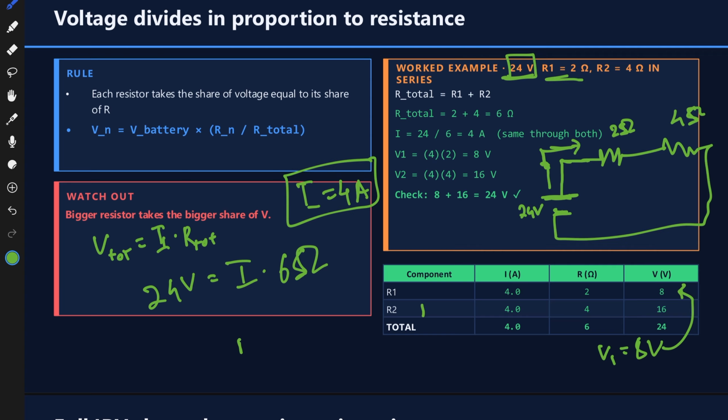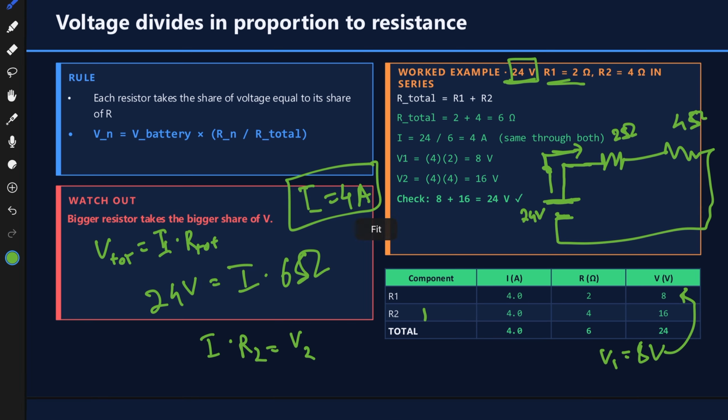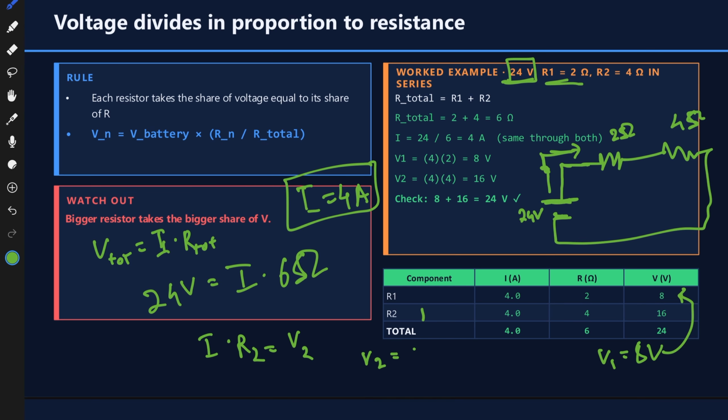And resistance 2, same thing. The I times the resistance 2 is your voltage 2. So your voltage 2 is 4 amps, amps always stay the same, times R2, which is 4 ohms. Or 16 volts, right? 16 volts.